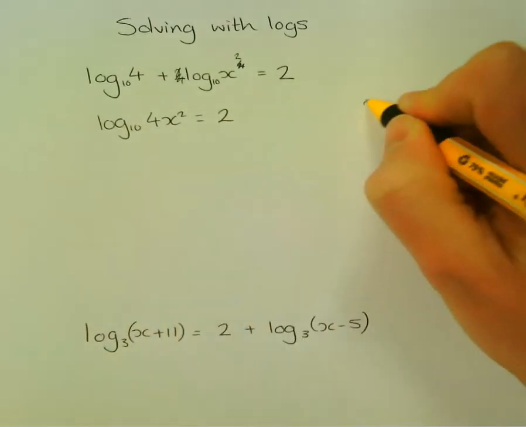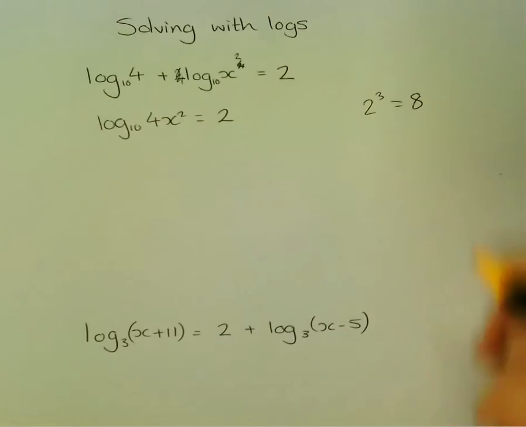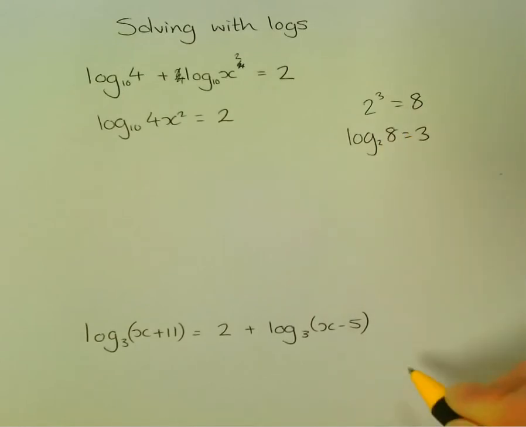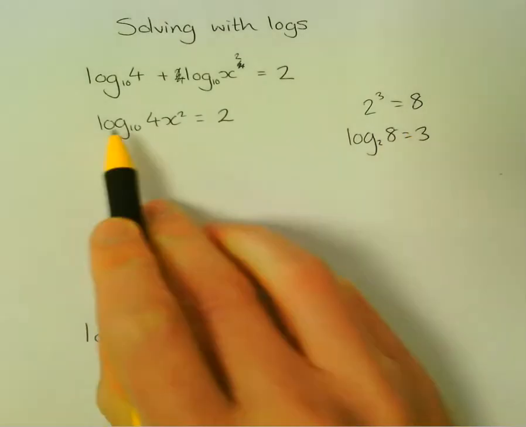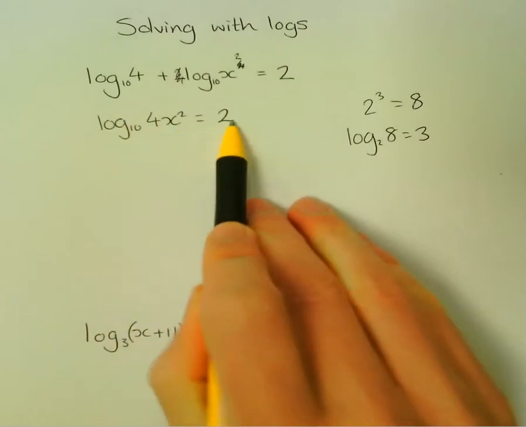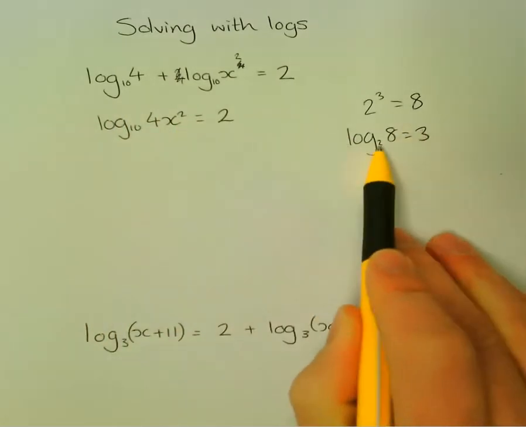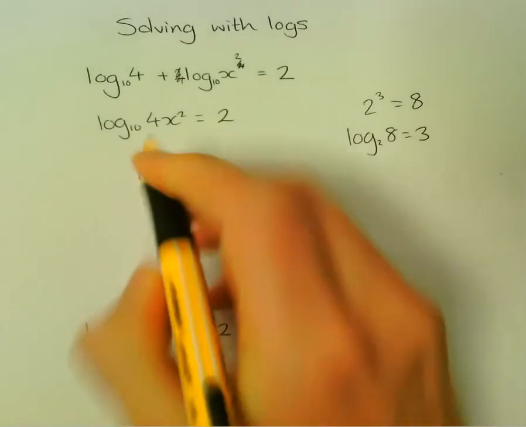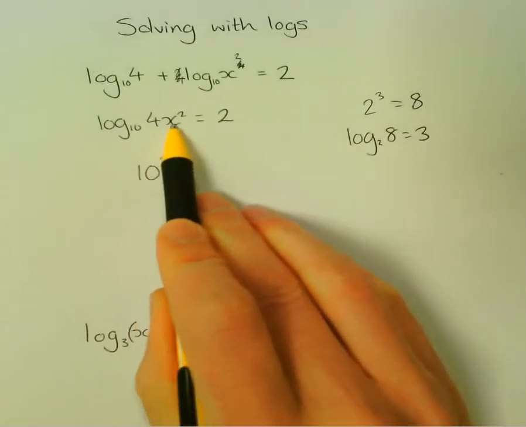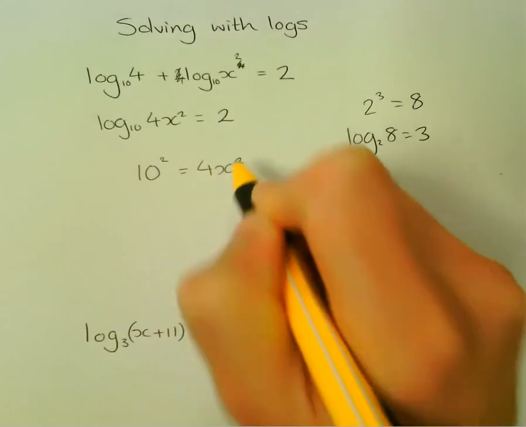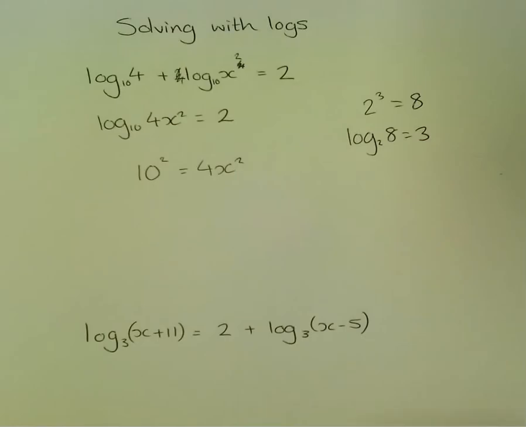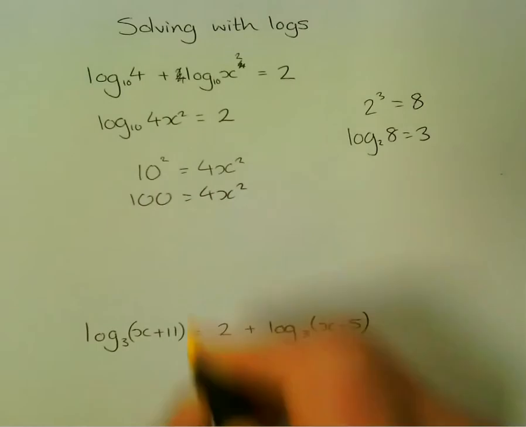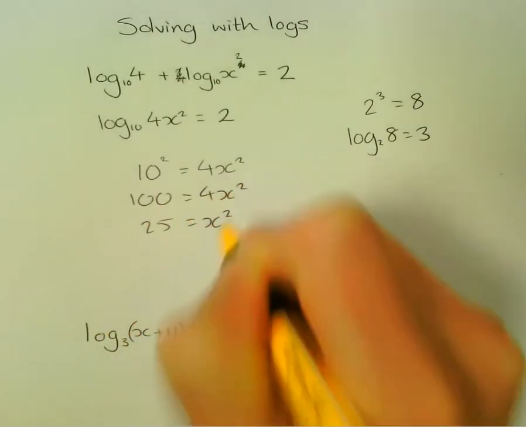Now, when I get to here, I always think of this. This is my go-to fact: I know the base value is 2, these two swap sides, I know that's true. So from here, I can write it in index form. My base is 10. Whatever's on this side is now my power, and whatever I was finding the log of is now going over here. So I can tidy this up. I can say 100 is equal to 4x squared, and I can say 25 is equal to x squared.